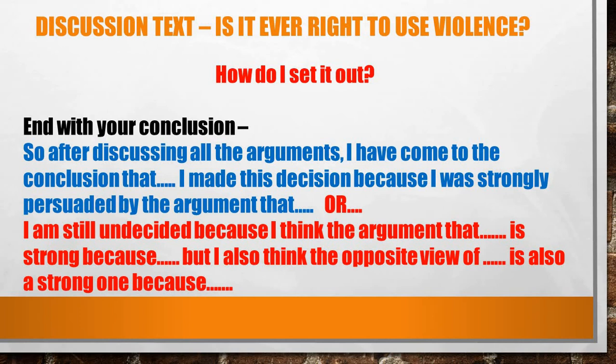Or, if you haven't come down on one side or the other, you can say, I'm still undecided because I think the argument that, so then put a strong argument that might persuade you on the one side, agreeing that sometimes you should use violence, is strong, and why that was strong for you. But I also think the opposite view of whatever it is also a strong one because. So you're laying out why exactly you're still sitting on the fence and you still haven't made a decision because of the strong arguments on either side. So go for the strongest argument on the agree side and the strongest argument on the disagree to show why you're conflicted and why you still can't decide. And that wraps up the end of your discussion text.